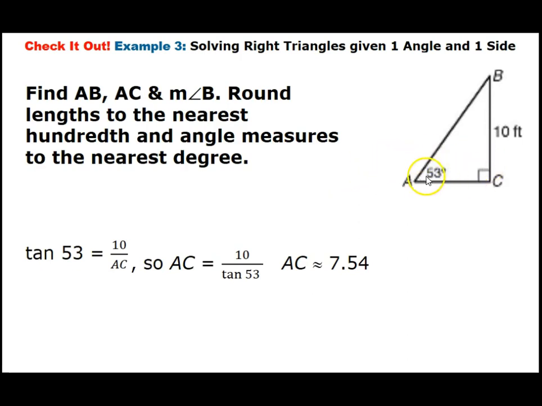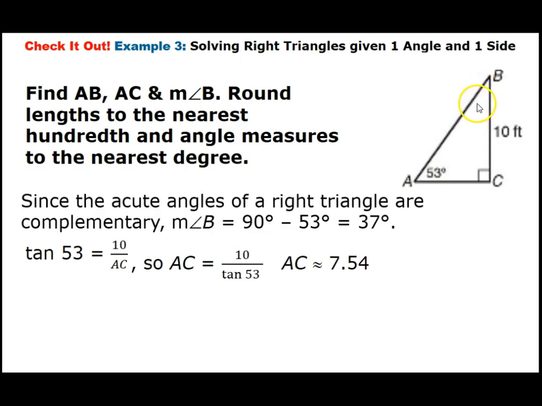So here again, if we have the 53, we could subtract it from 90 to get the other angle. That would be 37. If we use what we have, which again, I told you guys before that that's what I like to do. So if we look at this side, it's opposite. And if we're looking for AC first, then that's adjacent. So that's the tangent ratio.